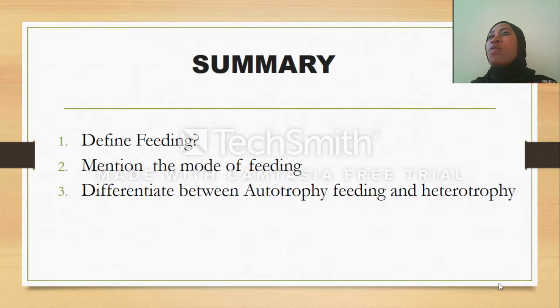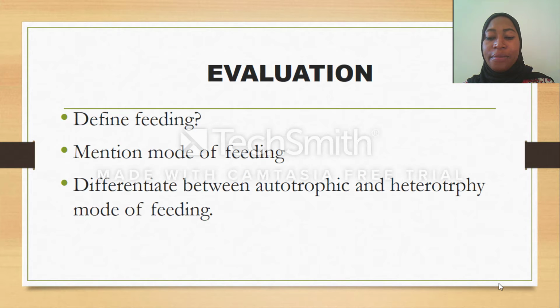In summary, we have talked about the definition of feeding. We have mentioned the modes of feeding, which are autotrophic and heterotrophic. We have been able to differentiate between autotrophic and heterotrophic feeding, that is, plants that make their own food, and animals that feed on the already made food, and animals that feed on plants.